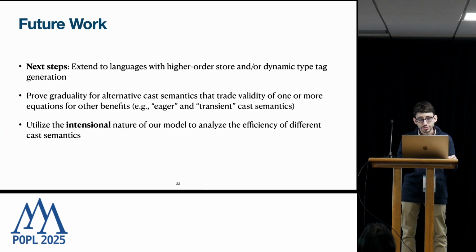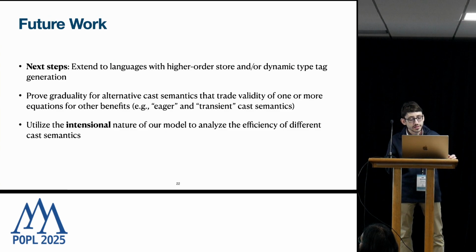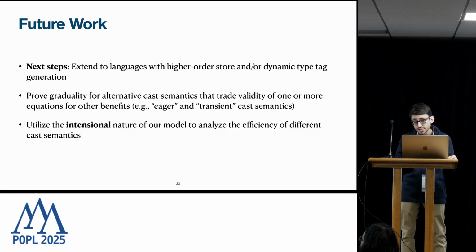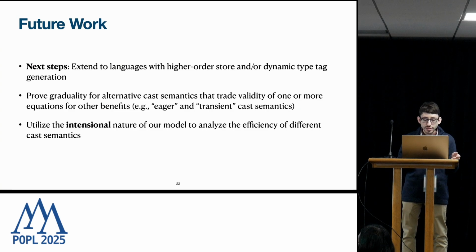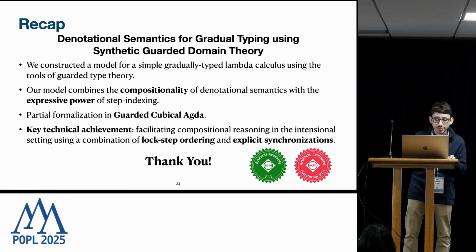So our next step is to extend this to accommodate languages with more advanced features, such as higher-order store or dynamic type tag generation, and prove graduality for alternative cast semantics. And also, it would be interesting to utilize the intensional nature of our model as a kind of cost semantics, to analyze efficiency of different cast semantics.